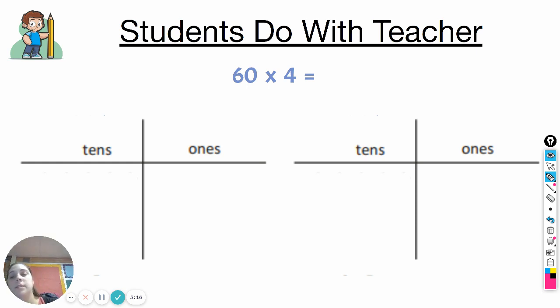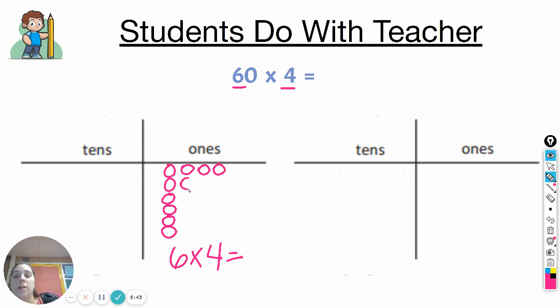Okay, let's go ahead and start on our place value chart on the left, and we're just going to do 6 times 4. So let's do 6 rows. 1, 2, 3, 4, 5, 6, with 4 in each row. 1, 2, 3, 4. So go ahead and draw your 6 rows of 4.